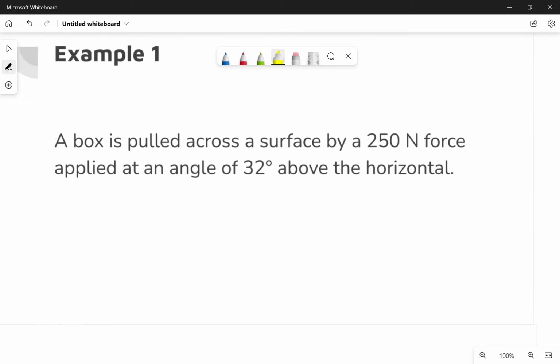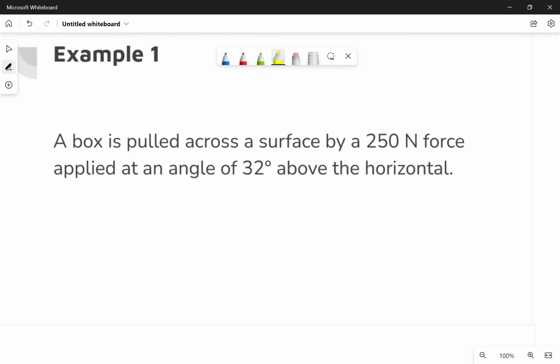So the first example that we're going to do is a pretty straightforward one. A box is pulled across the surface by a 250 Newton force applied at an angle of 32 degrees above the horizontal. So if I just do a quick doodle to help orient myself on the problem, I've got a displacement here, and this is basically what I was talking about up there. So I've got a displacement and I've got some sort of force. Here's a box, right? There's a box that's being pulled. And I know this angle between them, right? That's this 32 degrees.